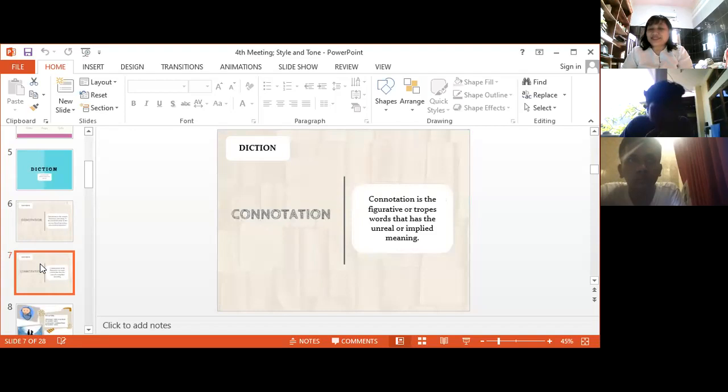Meanwhile, the connotation. Connotation is the opposite of denotation. Connotation is the figurative or tropes words that have an unreal or implied meaning. In Indonesia, we call that connotation makna yang tidak sesungguhnya atau makna yang terselubung.